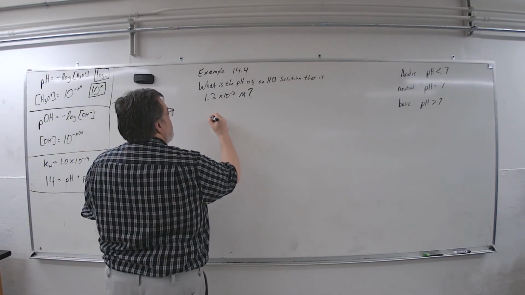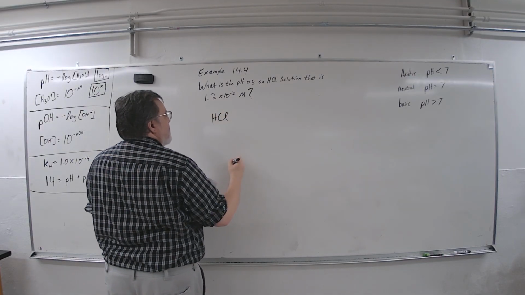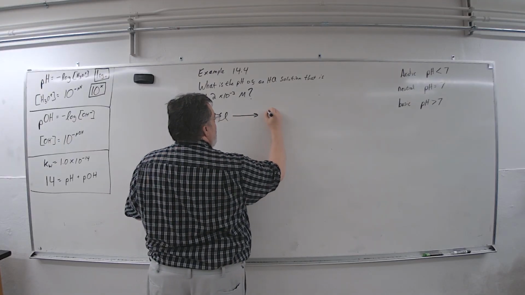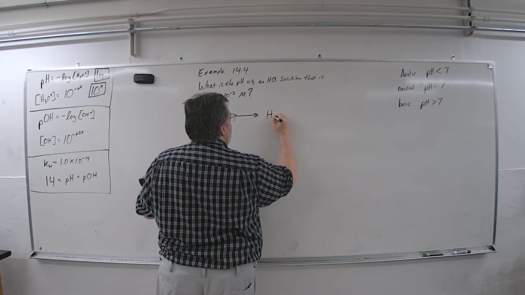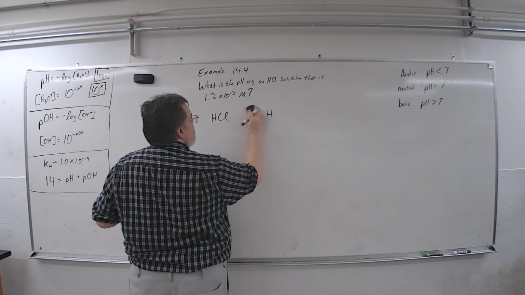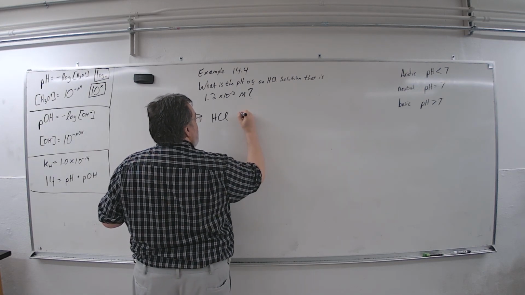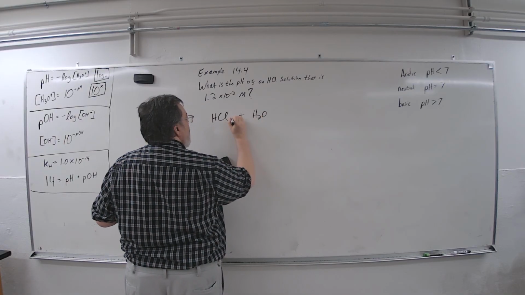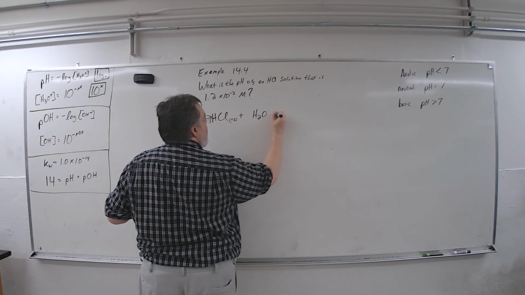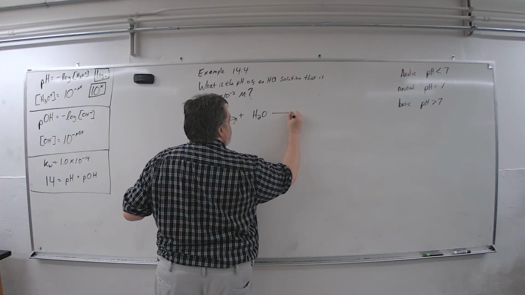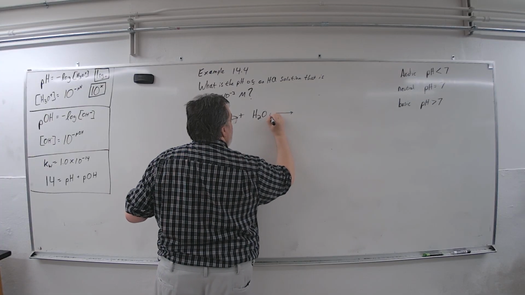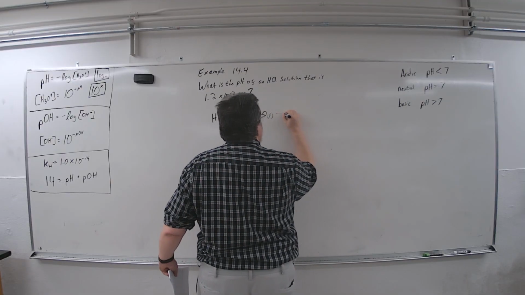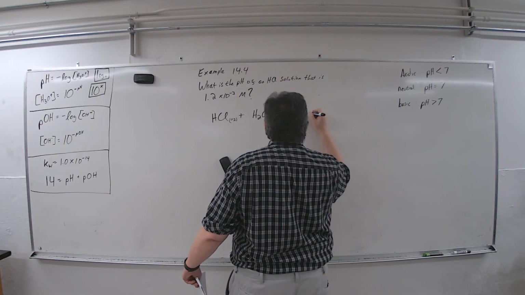So if I put HCl in water, it will become, let me keep this consistent, in a bunch of water, I will get as a reaction a single arrow because it's a strong acid.